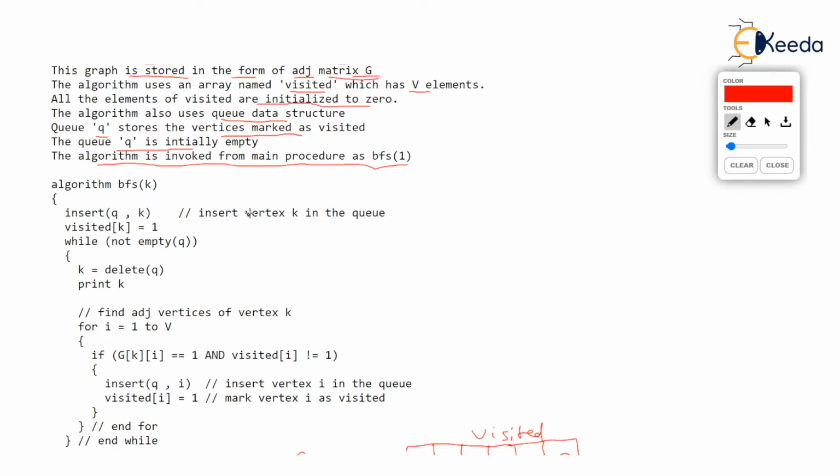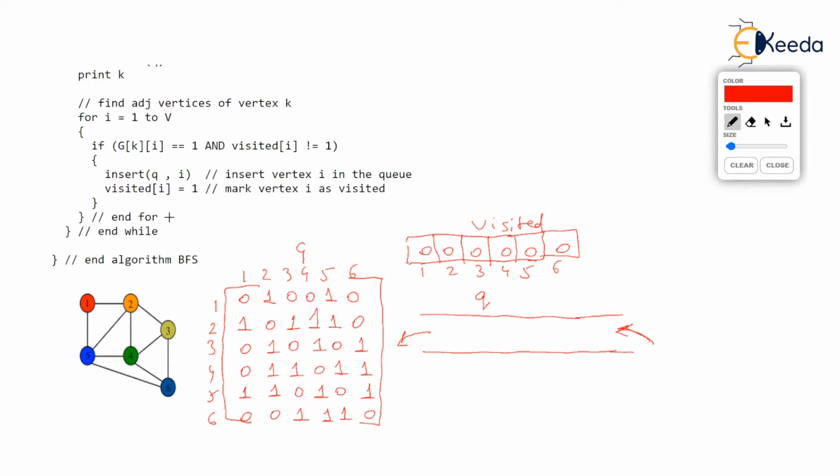So let's start discussing BFS. The BFS algorithm has a parameter k, where k is 1 initially, isn't it? Because we passed the parameter 1. That's how the BFS was invoked from the main procedure. So we mean that BFS is going to commence from the first vertex.